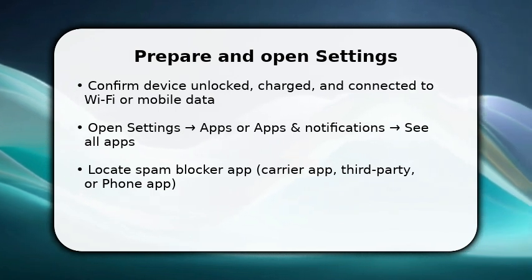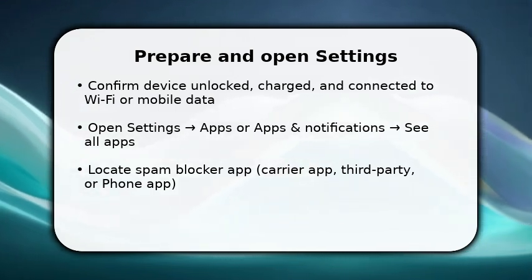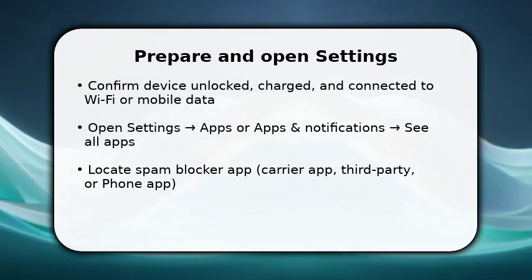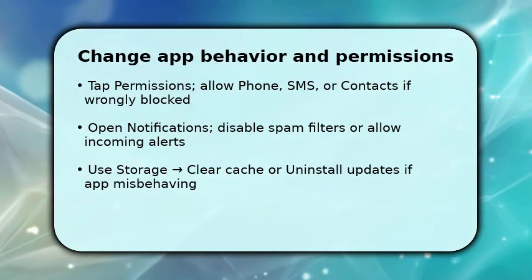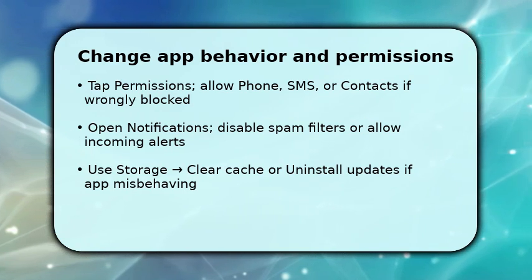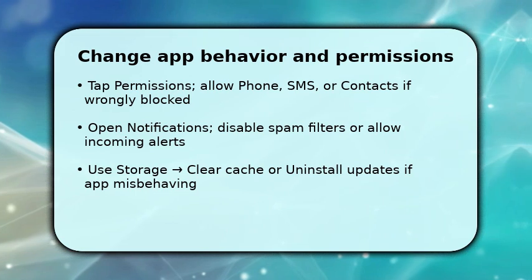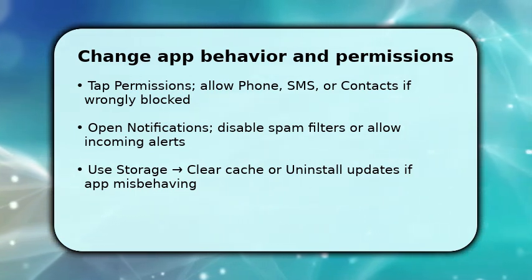Once you find the spam blocker, it might be a carrier app, a third-party blocker, or the phone app itself. Tap it to view permissions, notifications, and storage options so you can change its behavior. Now you'll change the app's behavior so legitimate calls and messages come through. Tap Permissions and make sure phone, SMS, or contacts access is set correctly. Denying phone access can force blocking.